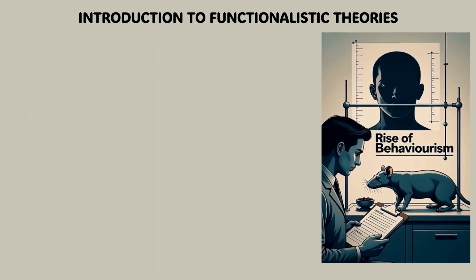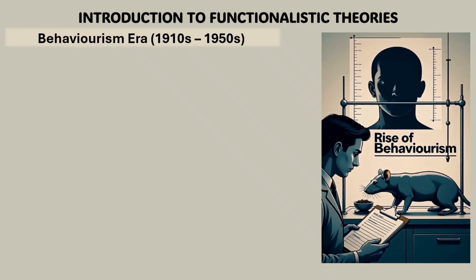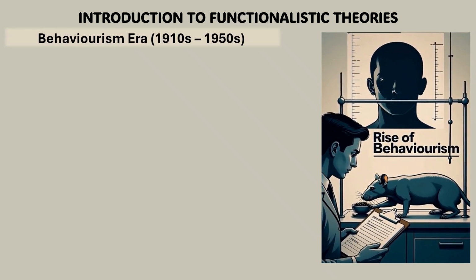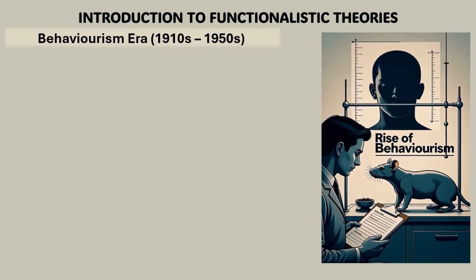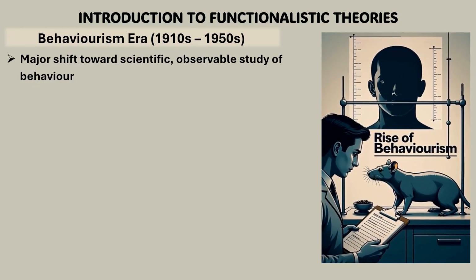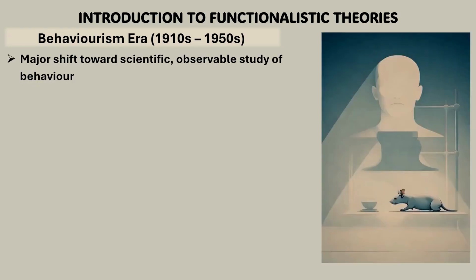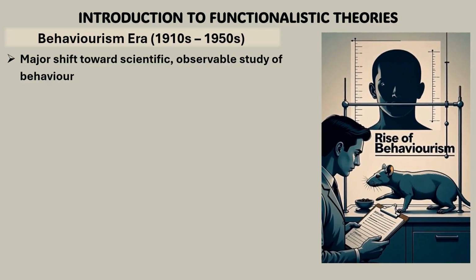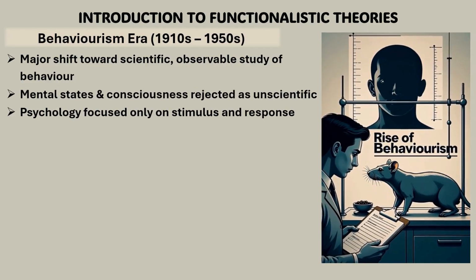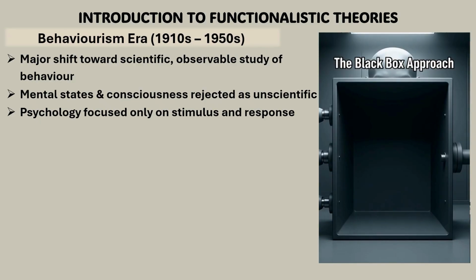In the early 20th century, psychology took a dramatic turn with the rise of behaviorism. Behaviorists argued that psychology should be a scientific discipline, studying only what can be directly observed, behavior. Mental states, thoughts, and consciousness were rejected as unscientific because they could not be measured.